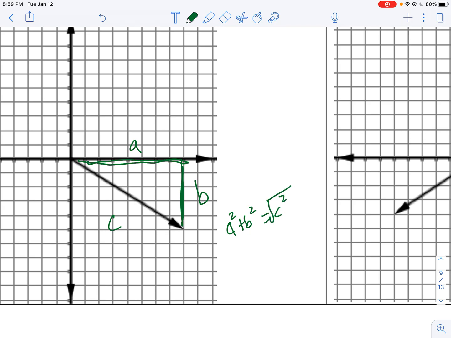If you do a little bit of square rooting here, you'll get the square root of a squared plus b squared equals c. And we could do plus or minus, but this is a distance, so you're just going to have the positive version. So that's where this is coming from. It's just right triangle, Pythagorean theorem stuff to get your distance here.